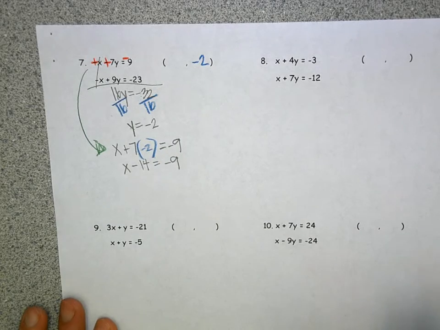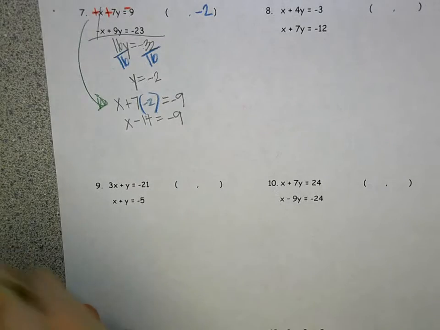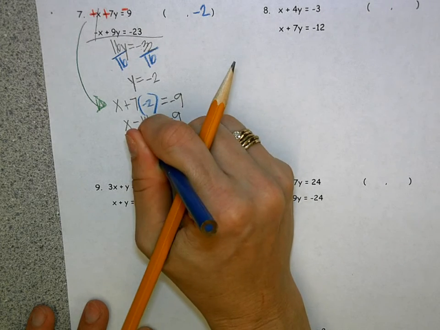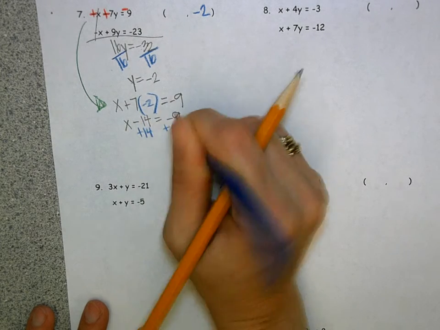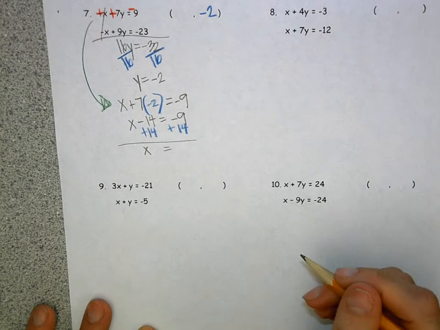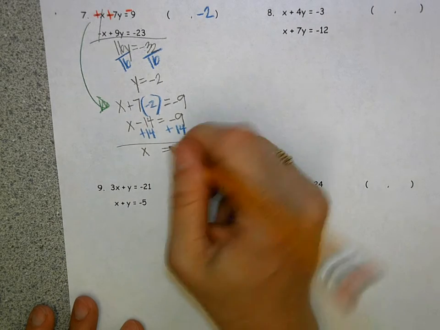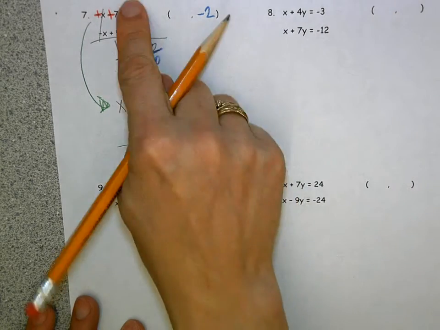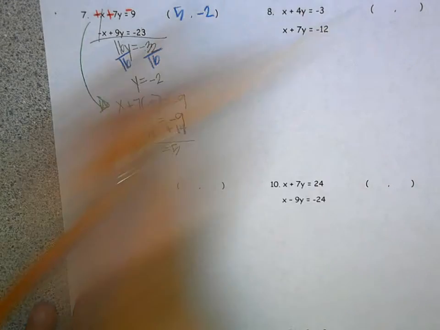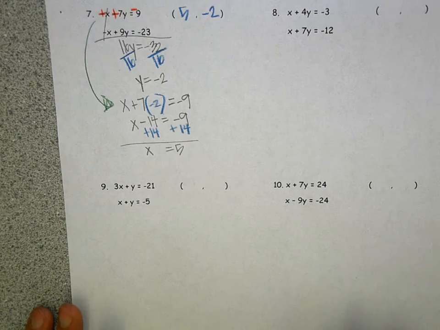How am I going to solve that? What do I have to do? Add the 14. If I add the 14, we get x equals, what's negative 9 and positive 14? Positive 5. So these two equations would cross at the point 5 comma negative 2. Anyone have a question on how I did that?